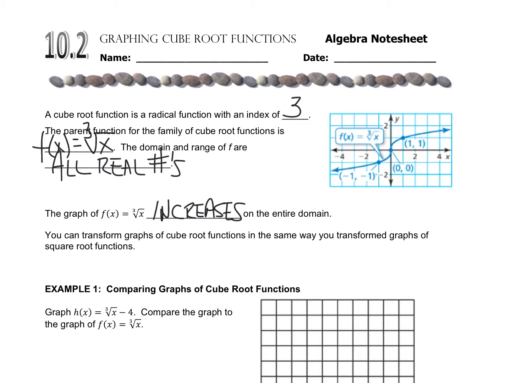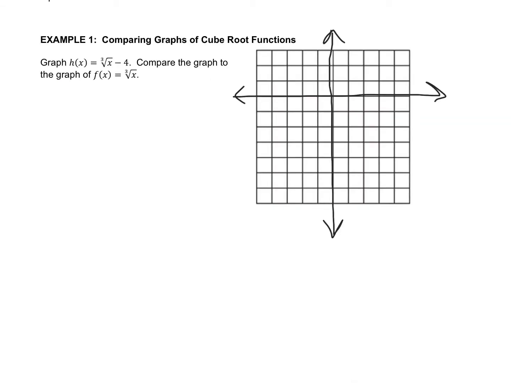Just like we've seen in the other ones, we can transform graphs of cube root functions in the same way that we've been doing it for the square roots, the absolute values, the quadratics, and the exponentials. So like we did with the square root functions, we're going to draw a graph of h of x, which equals the cube root of x minus 4, and we're going to make a table.